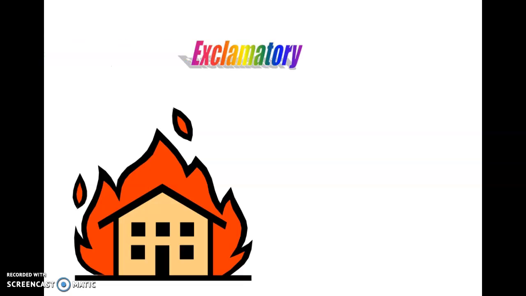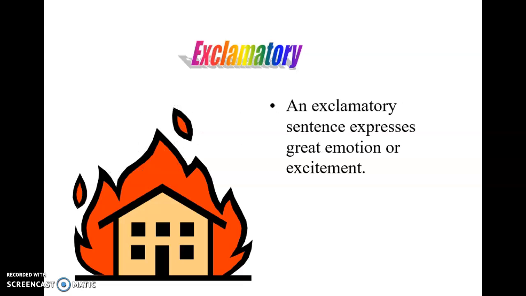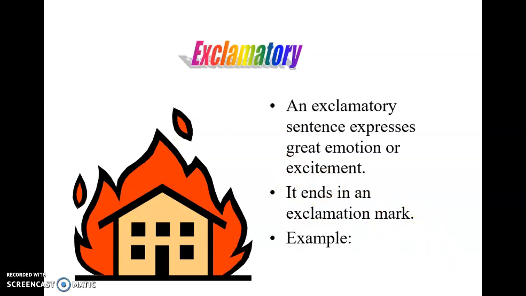The next sentence type we're going to discuss is the exclamatory. And if you look at the root word, exclamatory, you might see exclaim, which is to pronounce out loud or to make something loud. So exclamatory is a sentence that expresses great emotion or excitement. So it always ends in an exclamation point. For example, this house is on fire. This presentation is so fun.